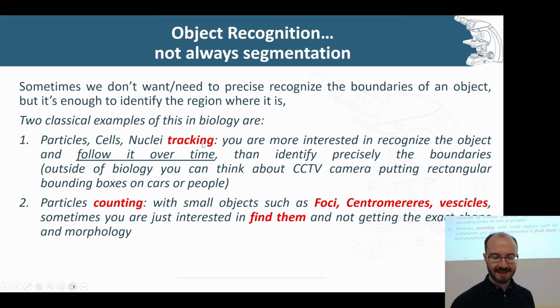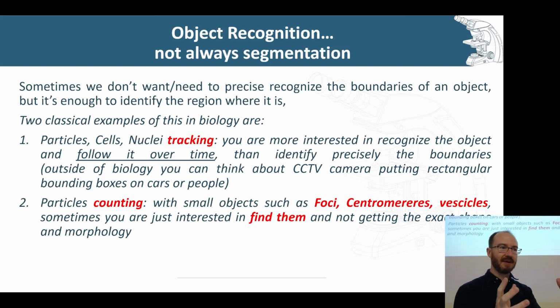You can think of this kind of tracking similar to a CCTV camera, where there's a bounding box put around the person. It's like, okay, there's a person, they're moving around. So it's not necessarily very precise. The size of the bounding box or the boundaries don't have to be perfect. You just want to know the position of something. So that's tracking over time. And particles and nuclei are usually quite easy to track.